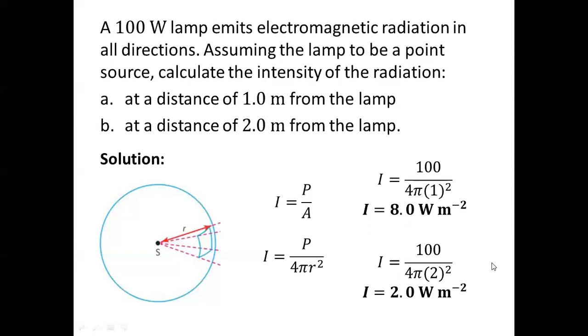Notice that in letters A and B, the power was kept constant. Since that is the case, we can say that the intensity is inversely proportional to the square of the distance, which means that if we double the distance, we are reducing the intensity to 1/4 of its original value.